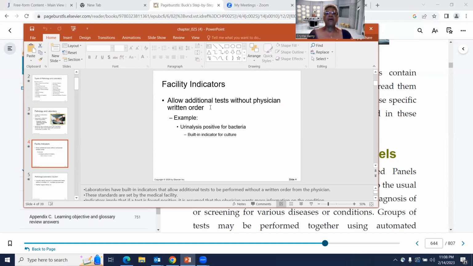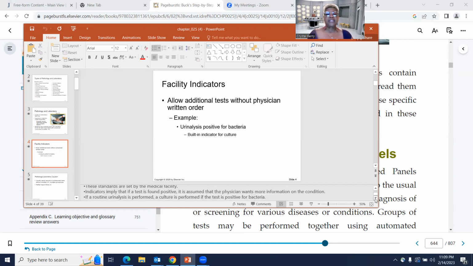Facility indicators allow additional tests without physician written order. Example, urinalysis positive for bacteria, built-in indicator for culture. So this is a facility indicator. It allows additional tests without physician written order. And here is an example. At the bottom, it states, laboratories have built-in indicators that allow additional tests to be performed without a written order from the physician. These standards are set by the medical facility. Indicators imply that if a test is found positive, it is assumed that the physician wants more information on the condition. If a routine urinalysis is performed, a culture is performed if the test is positive for bacteria.